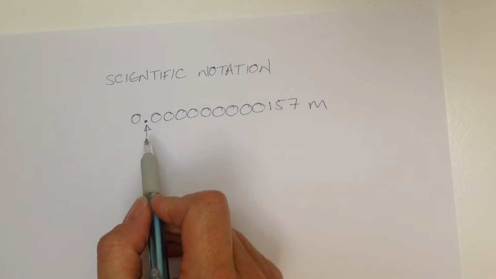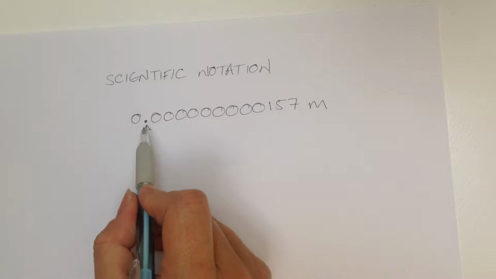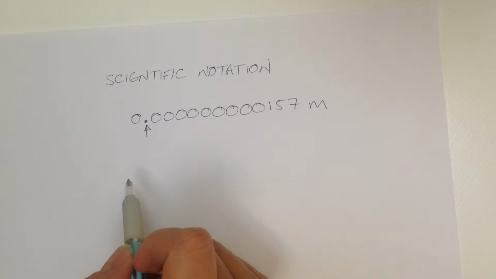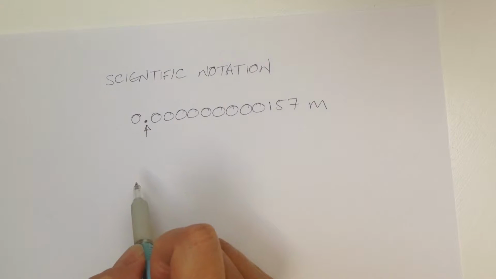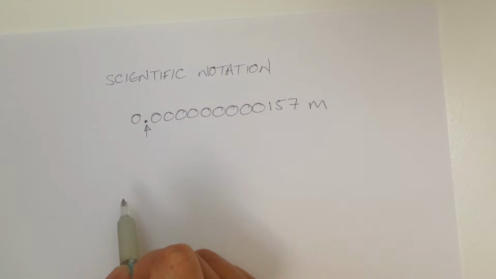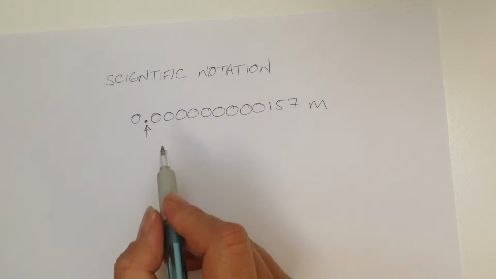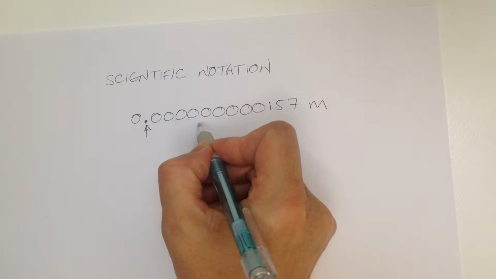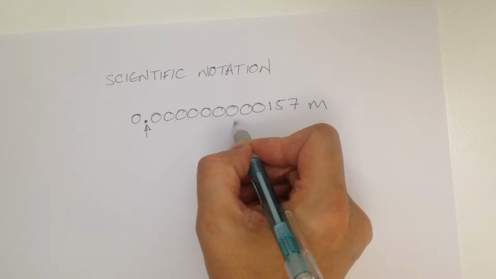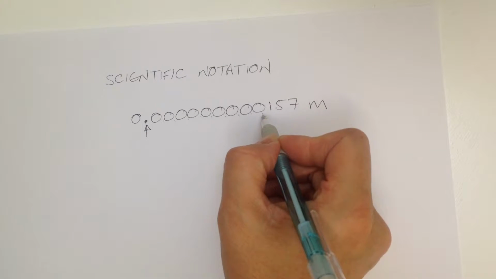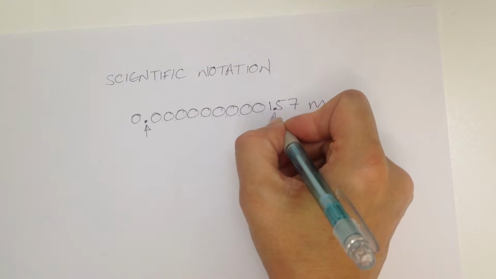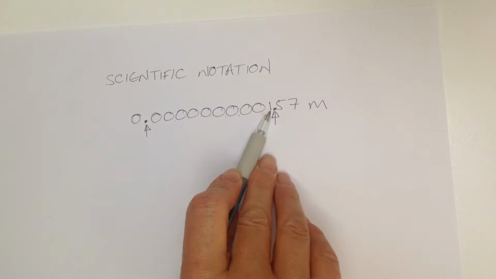The first thing we need to do is locate the decimal point. As you can see in this number, the decimal point is right here. Then we need to move the decimal point enough spaces to give us a number where the first digit is between 1 and 9. So we're going to go 1, 2, 3, 4, 5, 6, 7, 8, 9, 10 spaces. And at that point, we have a number between 1 and 9.